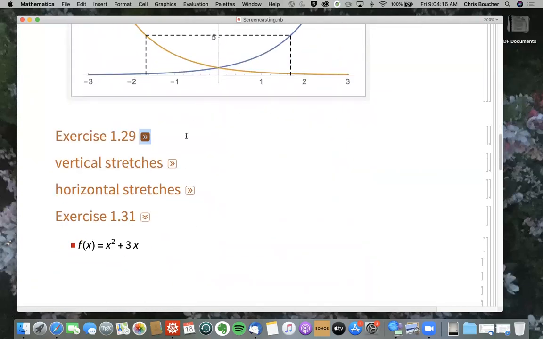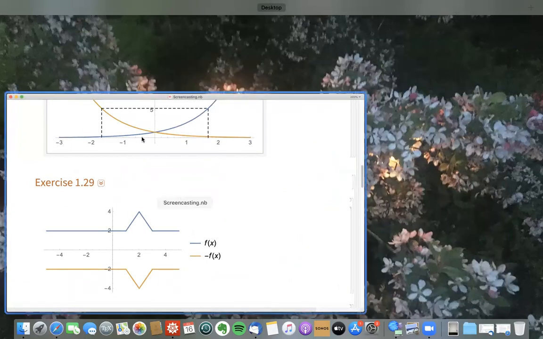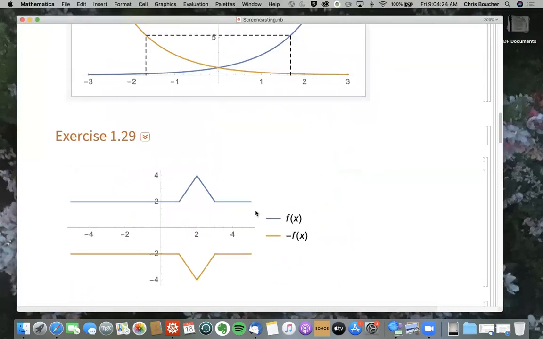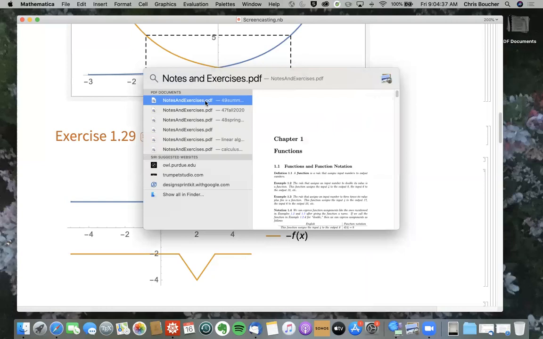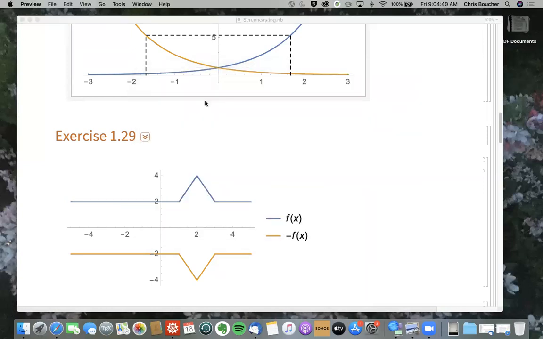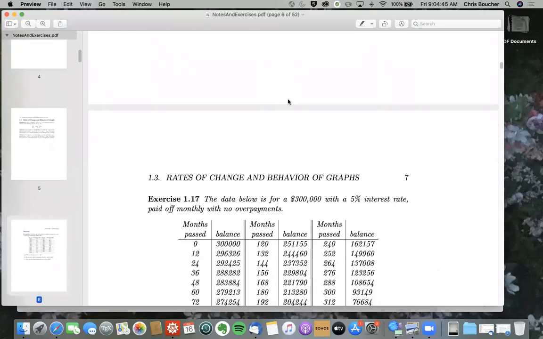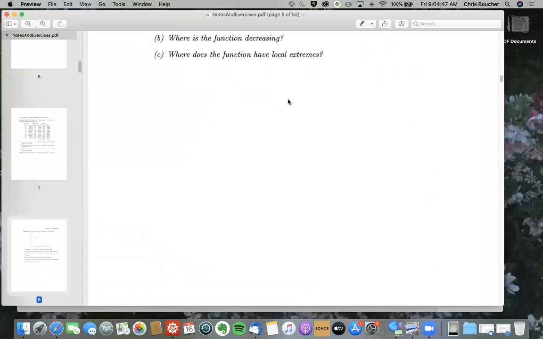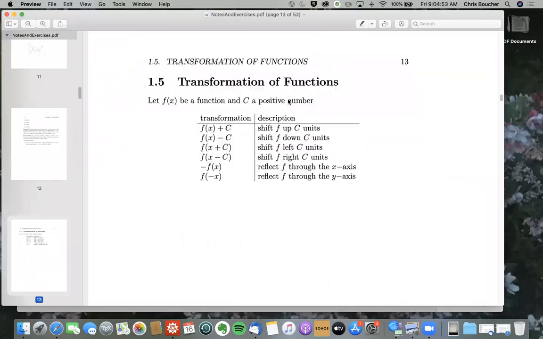Okay, let's look at a quick example of this before we talk about stretches. So this example comes from the notes and exercises, and this is 1.29, I believe the number was. Definition, transformations.